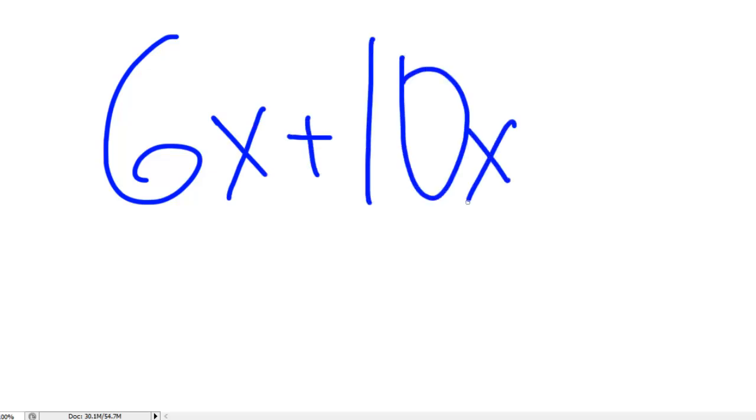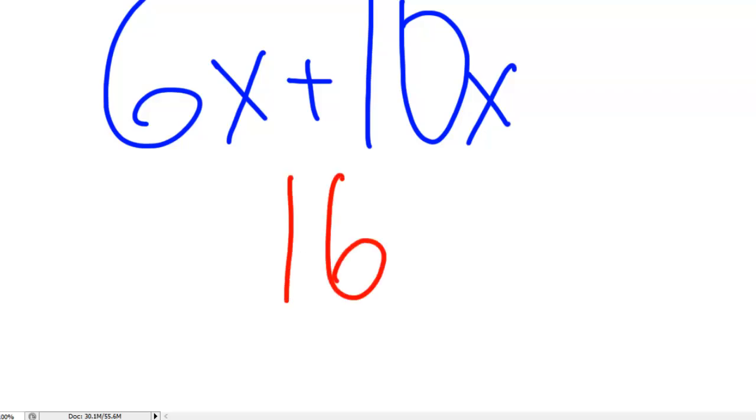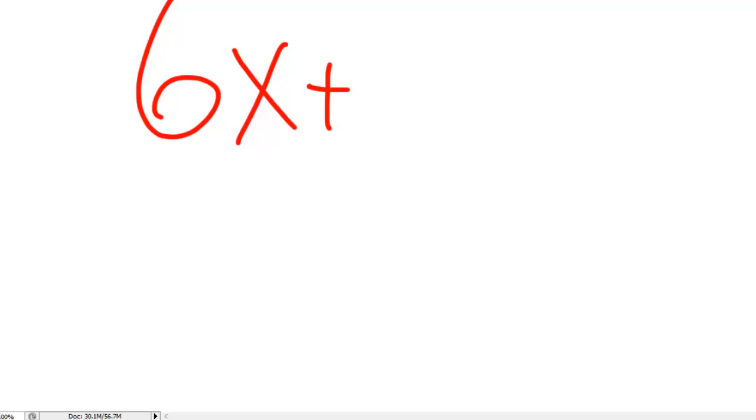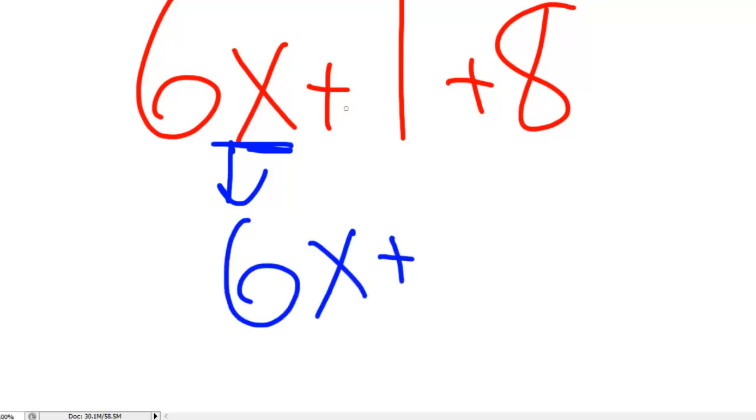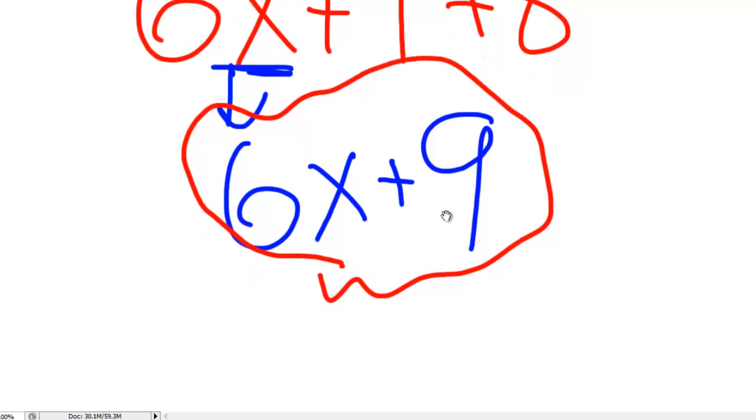Let's try a few more. I think with a little bit of practice we can get the hang of it. 6x plus 10x is what? 16x. How about, let's try this, 6x plus 1 plus 8. Well, we can see that the coefficient is 6, right? And I can also identify only one variable, the x. So I can't combine this with these over here, so I'm simply going to bring it down. So it's going to be 6x plus what? 1 plus 8. It's going to be 9. So this is our answer right here. 6x plus 9. We can't simplify that any further.